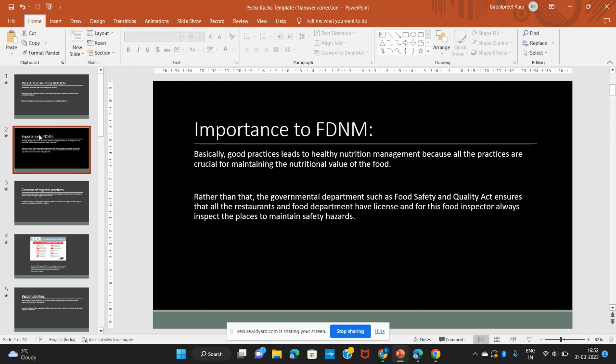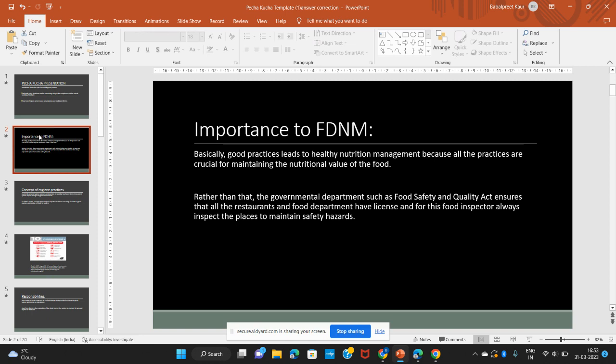The next is the importance of personal hygiene practices to food and nutritional management. As we all know, good practices lead to healthy and nutritional management practices, as well as being important for maintaining the nutritional level of the food.